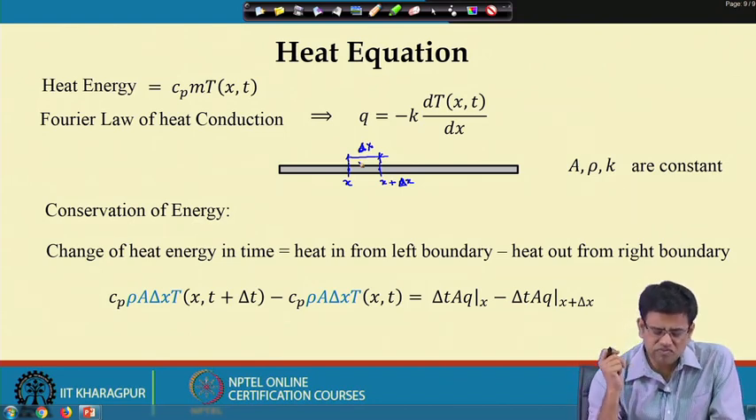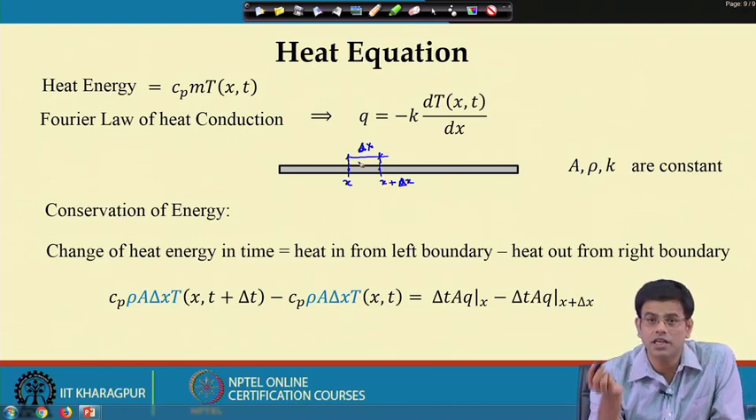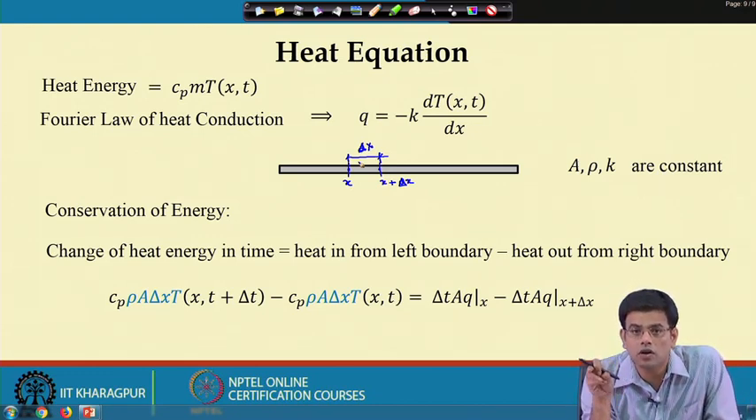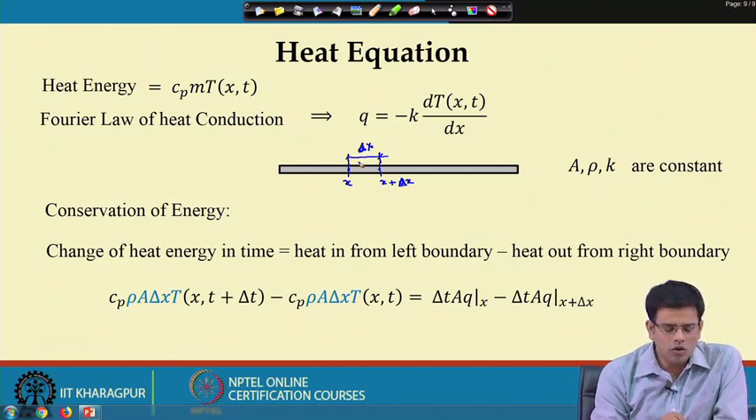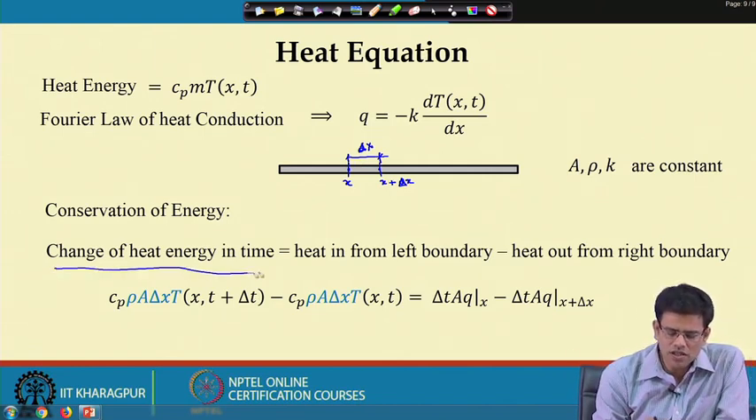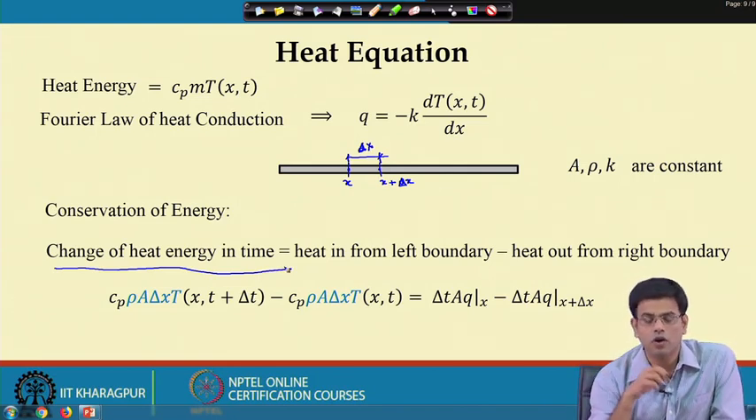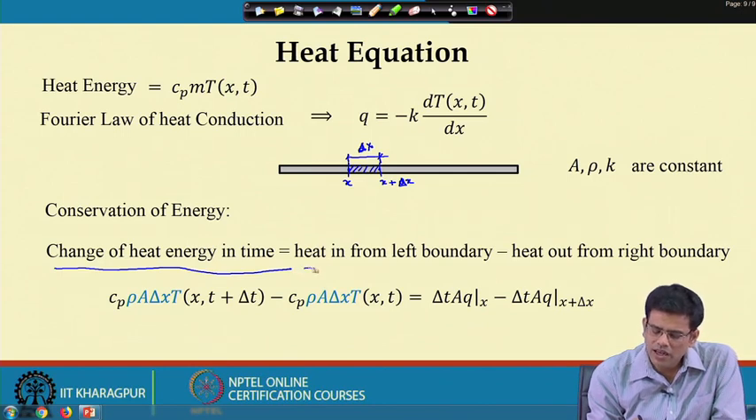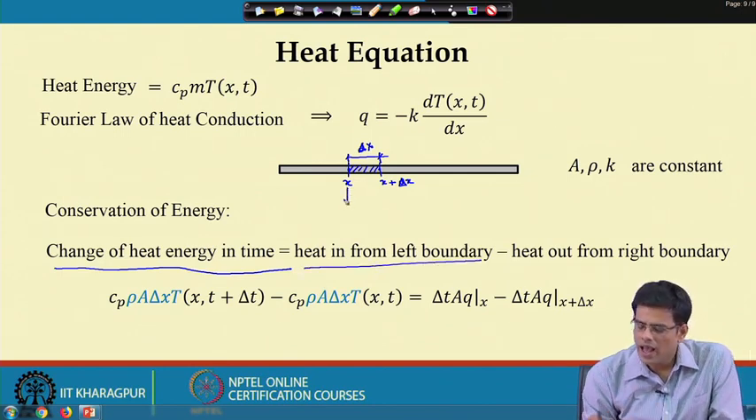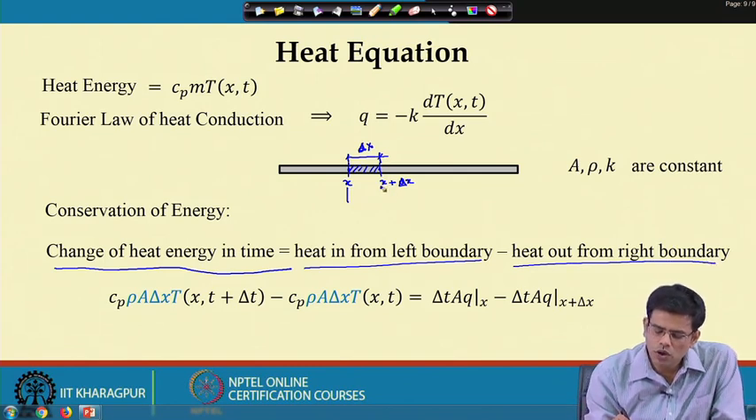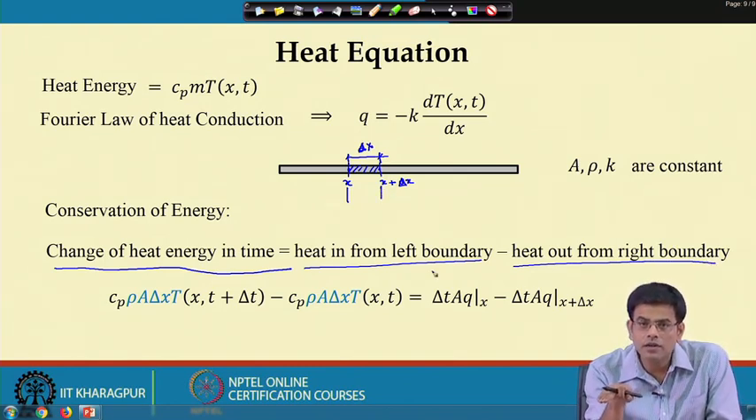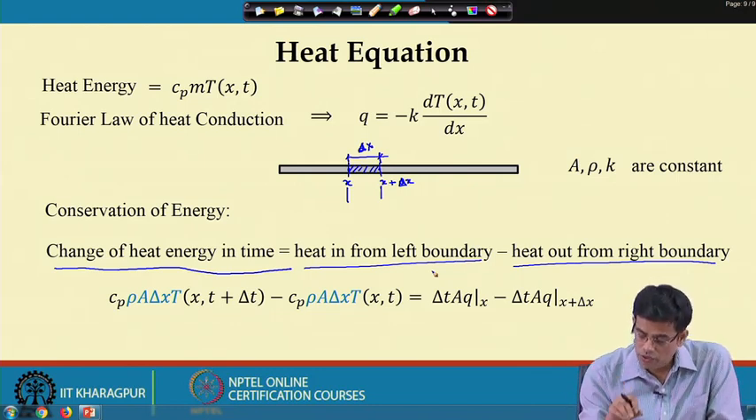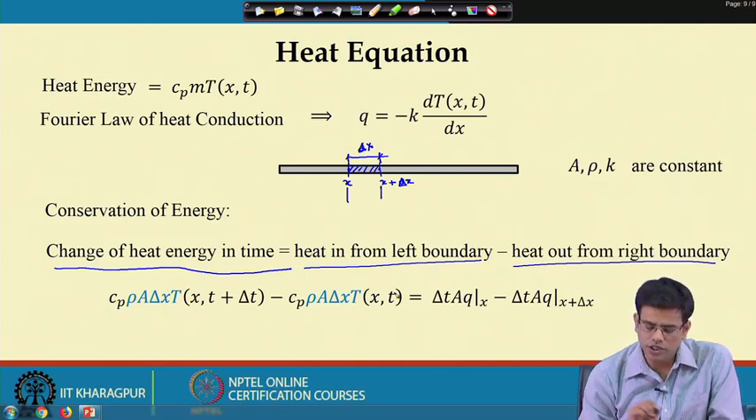So, the temperature here is spatially constant, meaning it does not depend on x. The conservation principle I have to follow is the change of heat energy. The change of heat energy in this zone will be the heat from the left boundary and the heat from the right boundary. That means the heat entering from the left boundary and the heat going out from the right boundary. This is the basic conservation principle that we need to follow.